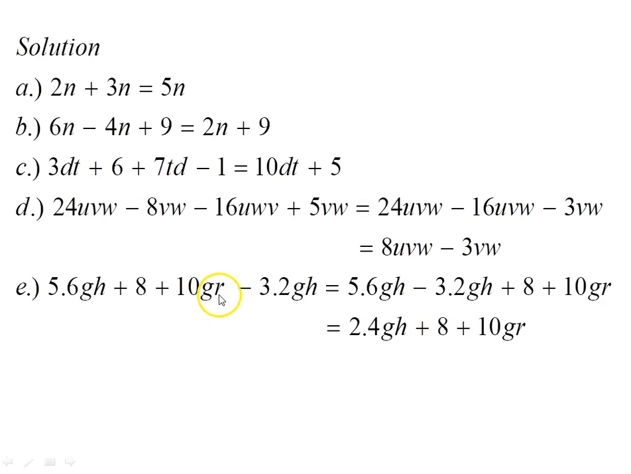10 times g times r, again, can't be combined with anything. It remains on its own. So here we are: 2.4 times g times h plus 8 plus 10 times g times r. So only the first and the fourth terms can be combined, the other two remain separate.